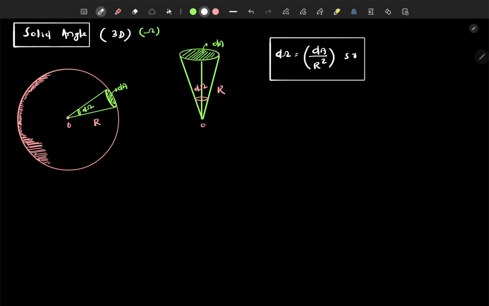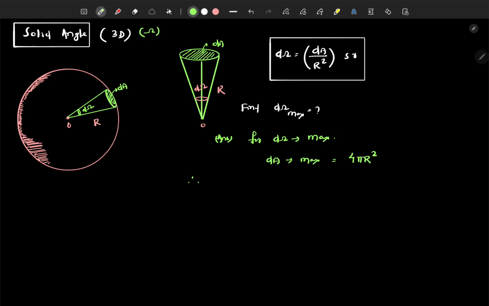Now we have to find the maximum value of d omega. Same as the previous answer, for d omega to be maximum, dA tends to maximum. And what is dA? dA is the small area on the surface. So maximum area means the total surface area of the sphere. The radius is r, so the surface area of the sphere is 4 pi capital R square.